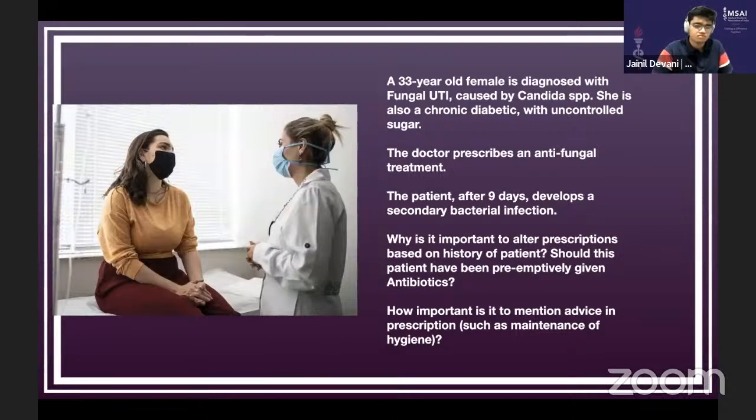We have to ask the history of the patient. And in this history, there is uncontrolled sugar, a chronic diabetic patient along with Candida species urinary tract infection. So in this case, there are chances of development of a secondary infection as the patient has a low immunity level because of diabetes. In such cases, it is better to give a course of antibiotic along with antifungal treatment. And it is very important to maintain hygiene, and we have to advise the patient to improve hygiene if it is not good. So it is not only that we diagnosed a fungal infection and gave antifungal and the cause is solved. We have to think in a multifactorial way.